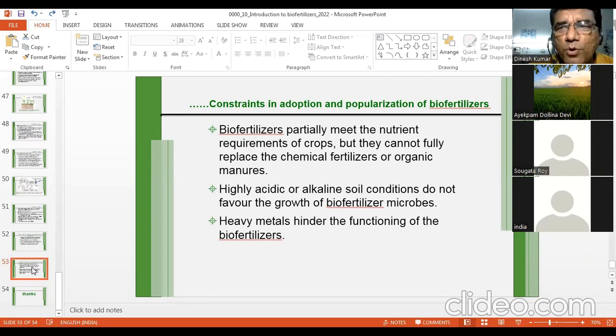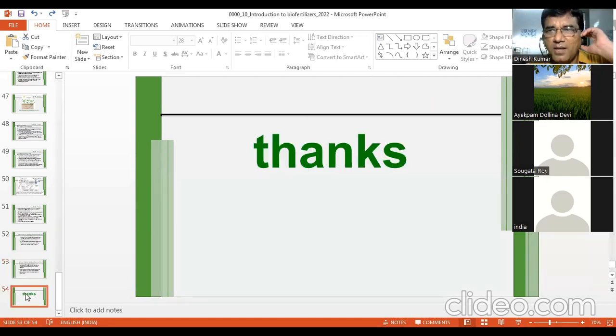They only partially meet the nutrient requirement. So one cannot be wholly dependent on biofertilizers alone, but they can supplement other sources, organic manures and chemical fertilizers. Highly acidic or alkaline soils are not fit for biofertilizers. And heavy metals should not reach the field, otherwise they can reduce the growth of these biofertilizers.